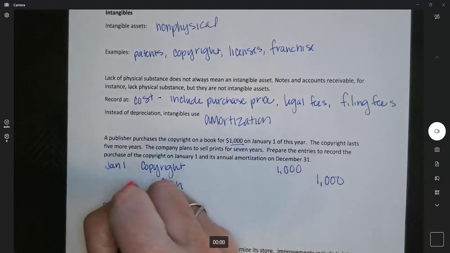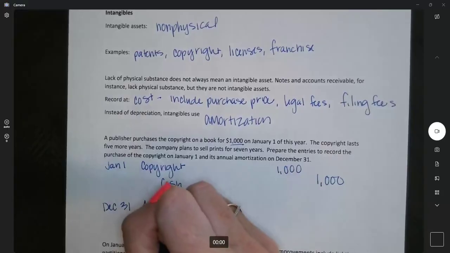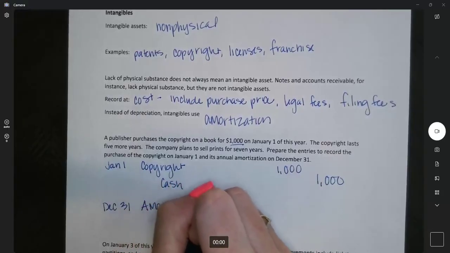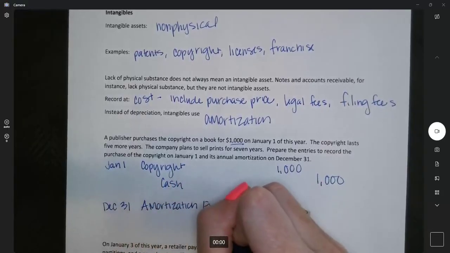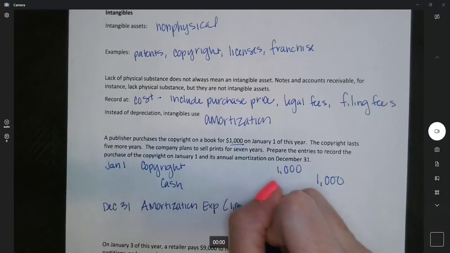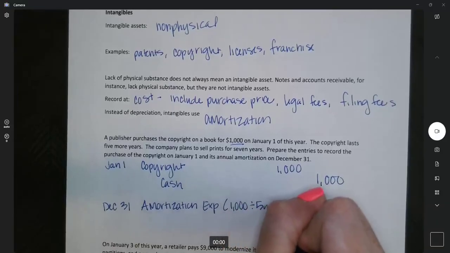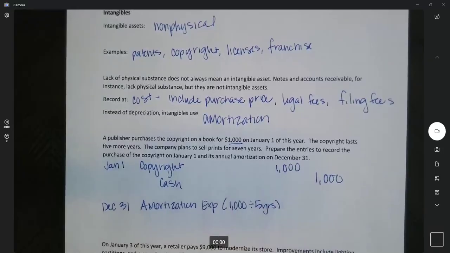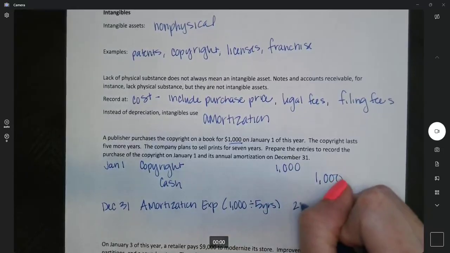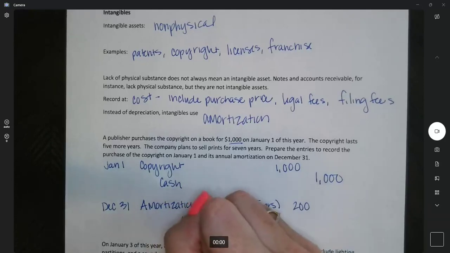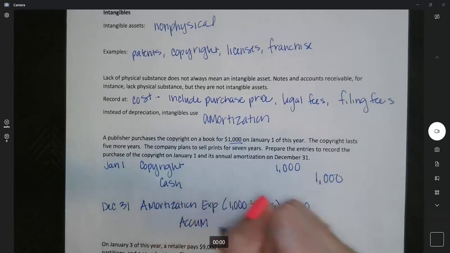On December 31st, we're going to debit amortization expense. And we're going to take that $1,000 and we're going to divide it only by 5 years. I know they say they're going to sell it for 7 years, but the copyright itself only lasts 5 more years. So it's going to be $200, and the credit will be to accumulated amortization.